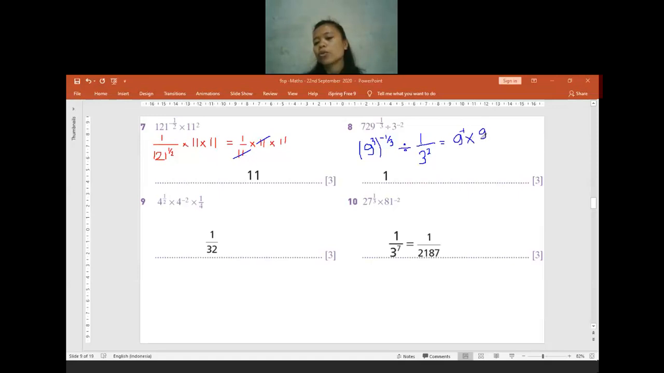So now here I will have 9 to the power of negative 1 times 3 to the power of 2, which equals 9. So I make it into 9 per 1, because 1 per 3 is 1 per 9. It is a division, so we can make it a multiplication. After that, the 9 per 1 we can make as 1 per 9 again. So now we have 1 per 9 times 9 per 1, which equals 1.